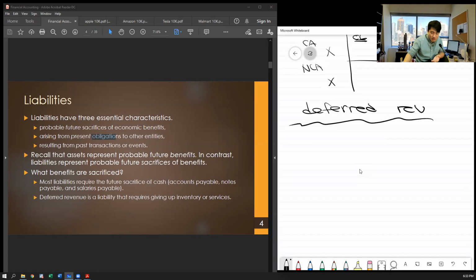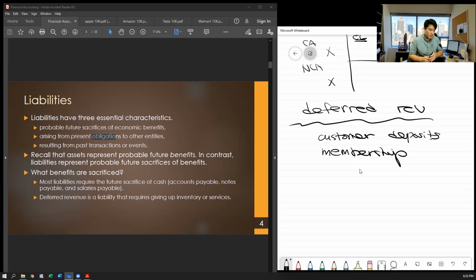These could be customer deposits, or memberships. I don't know how many of you go to Blink or Equinox, but you usually pay upfront, right? When customers pay upfront, from the company's perspective, those are liabilities, they are obligations for services in the future. And after time lapses, the company will report the actual revenue after fulfilling that obligation.